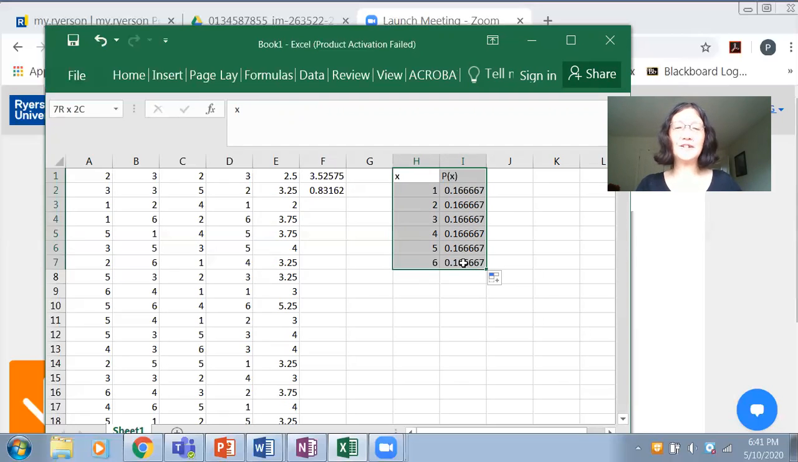We consider this the population of rolling a die, because it involves all the possibilities. Now calculate the mean of this discrete probability distribution and the standard deviation of this table. So first let's calculate the mean.